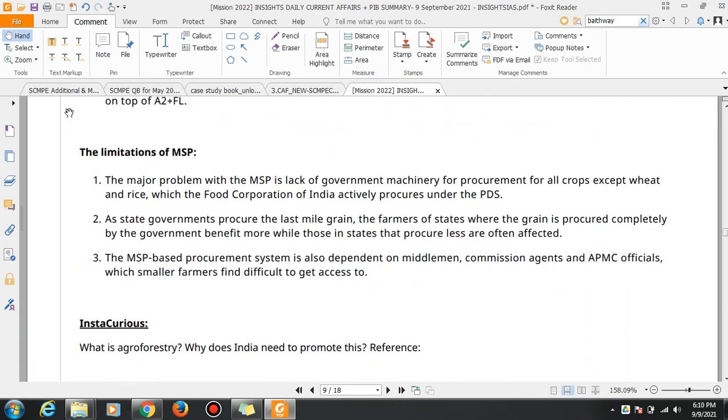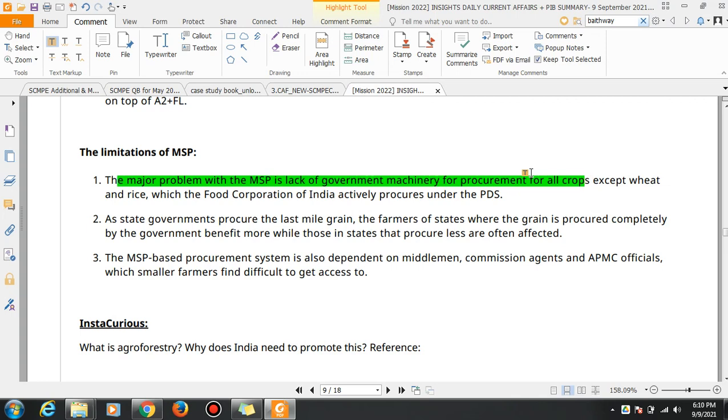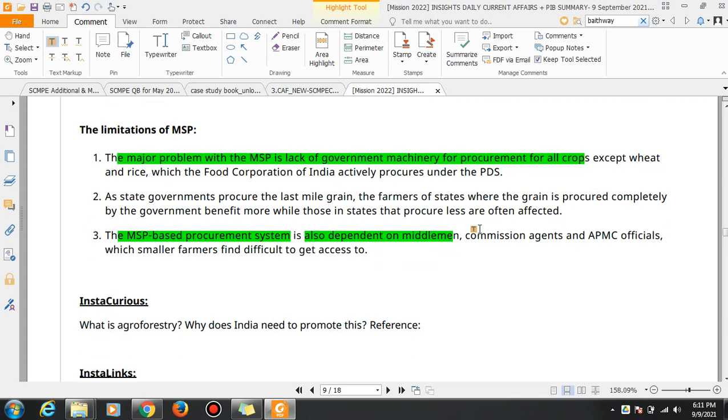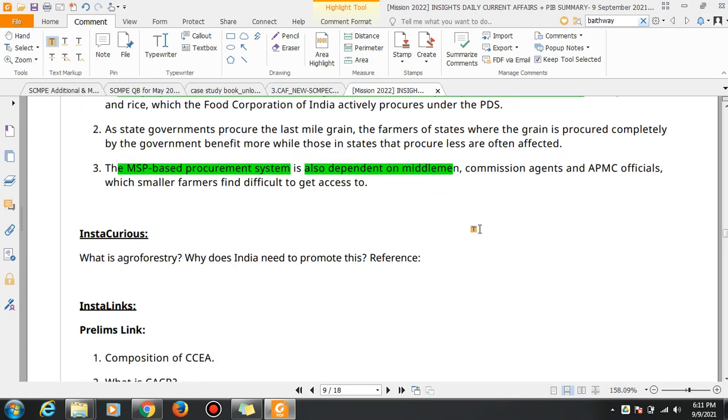The limitations of the MSP. The major problem with the MSP is the lack of government machinery for procurement of all crops. Wheat and rice are the crops which the Food Corporation of India actively procures under the PDS. As state governments procure the last mile grain, farmers of the states where the grain is procured completely by government benefit more, while those in states that procure less are often affected. The MSP-based procurement system is also dependent on middlemen, commission agents and APMC officials, which smaller farmers find difficult to get access to.